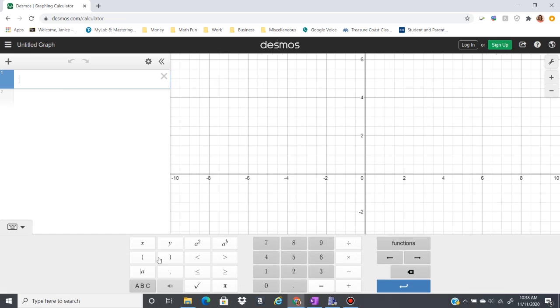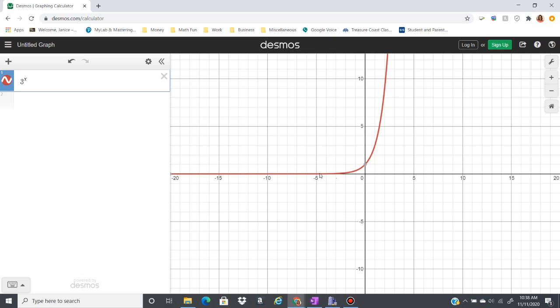You've got 3 to the x. If we look at that, you're going close to 0, and if you click on it too, you'll start getting those points. So you've got this horizontal asymptote of 0, and then you're going to go up through the point 0, 1, and then you're going to keep growing exponentially. So the domain is all real numbers, left to right. The range would be 0 to infinity, because I'm not going in the negative aspect.